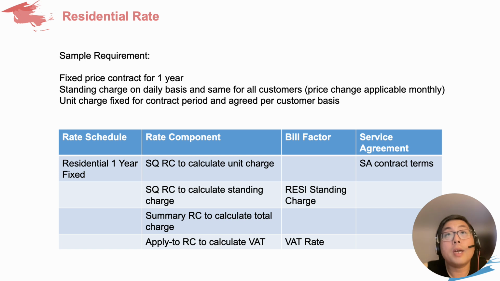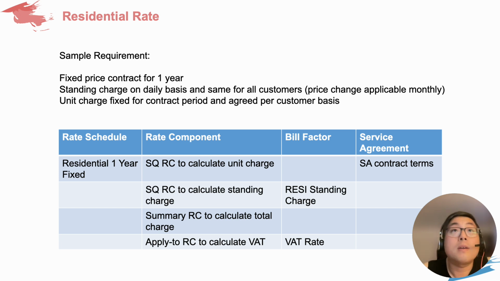Because the first one, we need to calculate unit charge. Second, we need to calculate standing charge. Both of these are based on the service quantity. For the unit charge, the service quantity is not coming from the bill factor because it's agreed with the customer upfront. Normally, we store that on the service agreement contract terms.